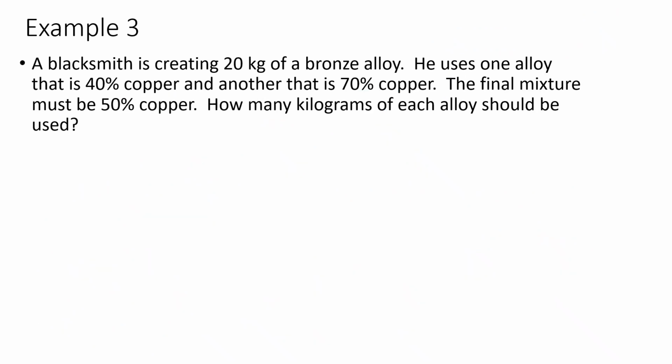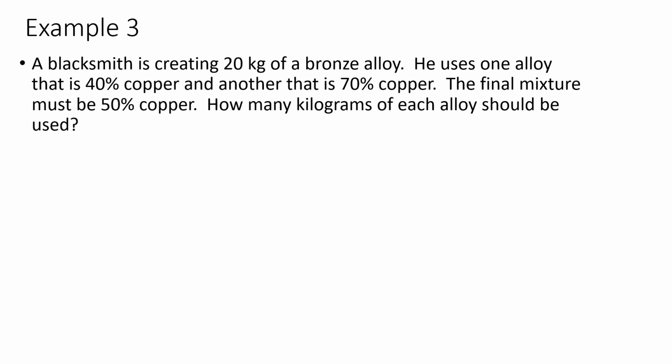A blacksmith is creating 20 kilograms of a bronze alloy. He uses one alloy that is 40% copper and another that is 70% copper. The final mixture must be 50% copper. And you are being asked how many kilograms of each alloy should be used. So let's take a look at this.